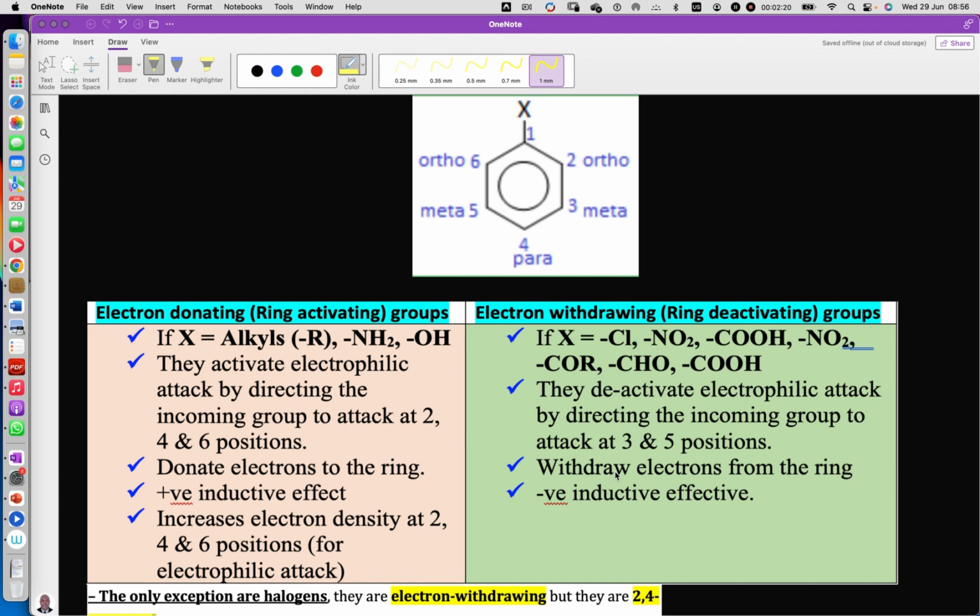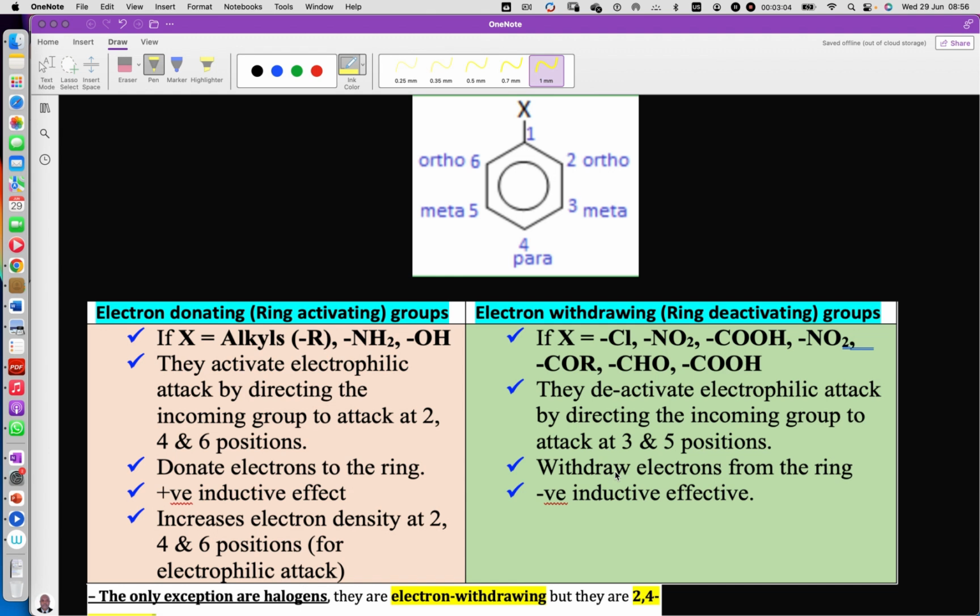But these positions, the 2, 3, 4, 5, and 6 positions, are very, very important in the reaction of benzene compounds. The reaction at these positions is influenced by the substituent group. If the substituent group is X, X has a lot of influence on the position of the incoming group.